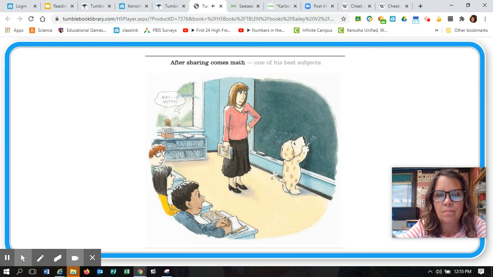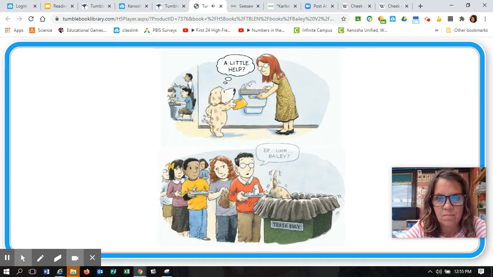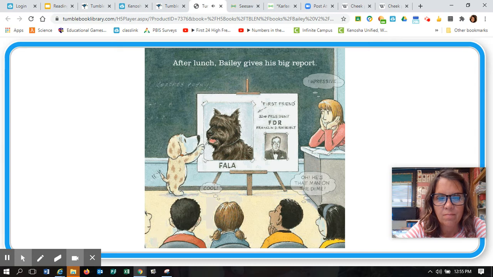After sharing comes math, one of his best subjects. Math is interesting. Nutty. Lunch is one of Bailey's best subjects too. He likes lunch and math. Want to trade? A little help? Bailey? After lunch, Bailey gives his big report. Impressive. Cool. Oh, he's that man on the dime.